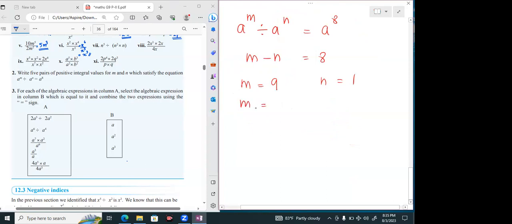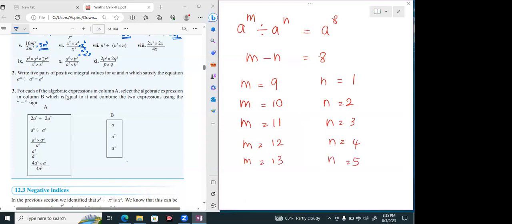m equals 10 and n equals 2. No? Now in this case, we can't consider n as 9 and m as 1, because we are taking the difference. m equals 11 and n equals 3. m equals 12 and n equals 4. m equals 13 and n equals 5.